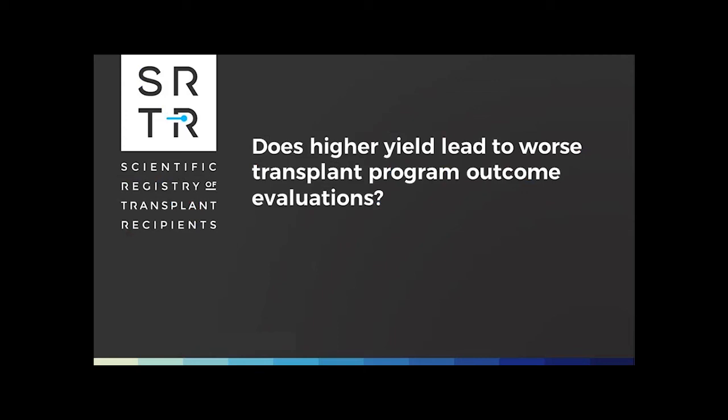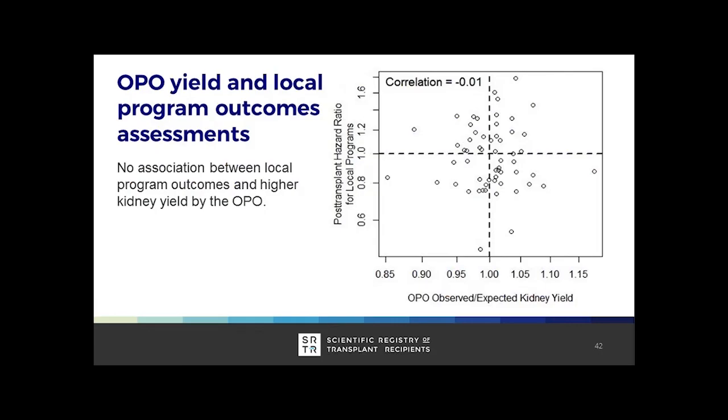One of the questions we looked at is, does higher yield for the OPOs lead to worse transplant program outcome evaluations? The thought here is that if OPOs are more aggressive in going after more marginal donors, and the programs feel they must take those more marginal donors, it may hurt their performance evaluations.